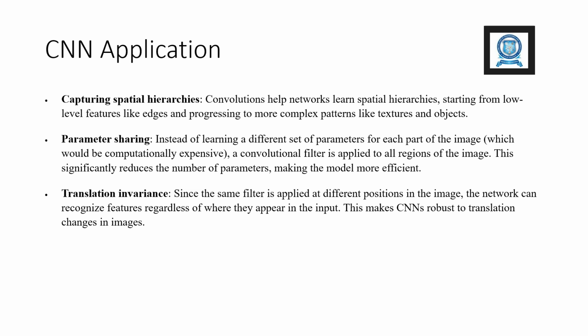Parameter sharing. Instead of learning a different set of parameters for each part of the image, a convolutional filter is applied to all regions of the image. This significantly reduces the number of parameters, making the model more efficient. Translation invariance. Since the same filter is applied at different positions in the image, the network can recognize features regardless of where they appear in the input. This makes CNNs robust to translation changes in images.